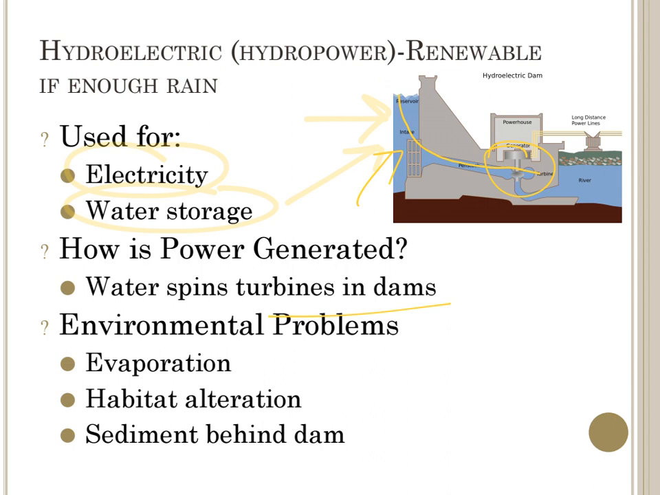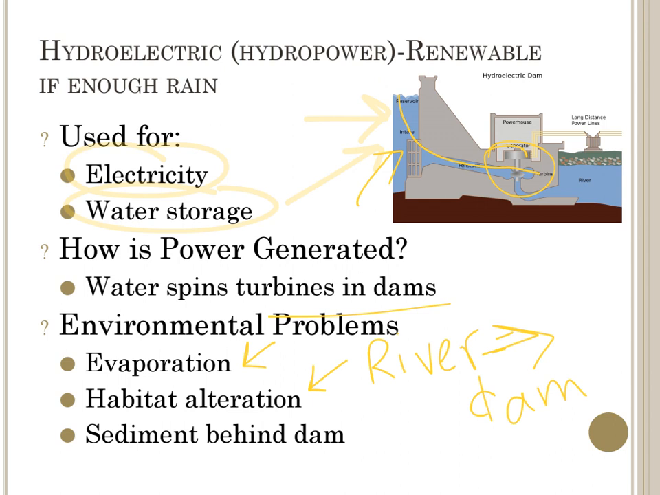The environmental problems with hydroelectric is that you do lose a lot of water due to evaporation. So it sits there behind the dam and it evaporates. We have habitat alteration. So we go from a river habitat into a dam habitat. And so your river species are going to decline, but your lake species can thrive.